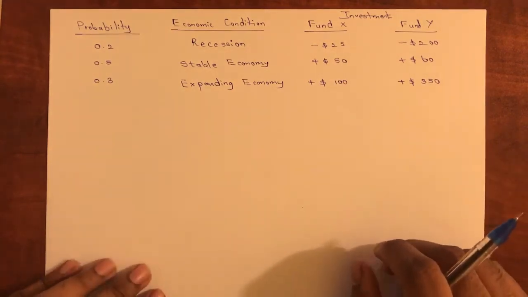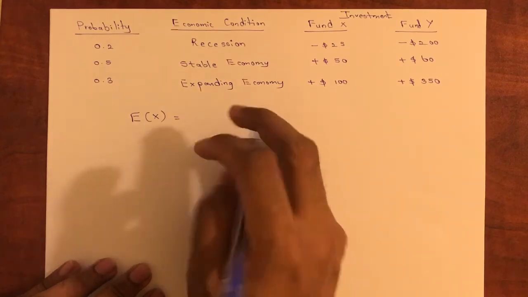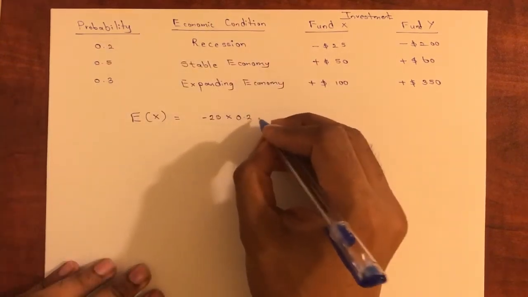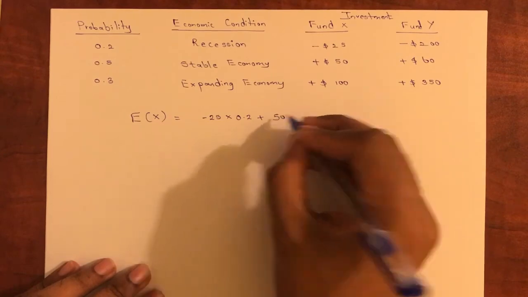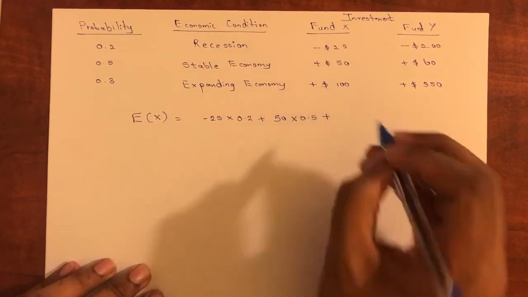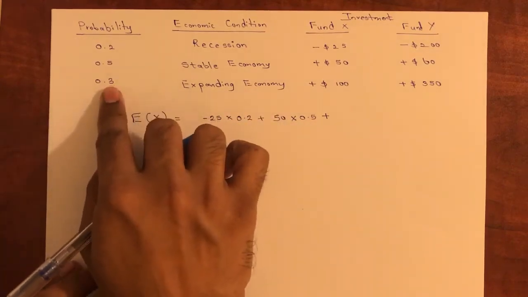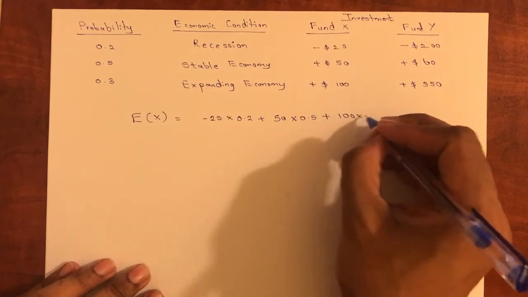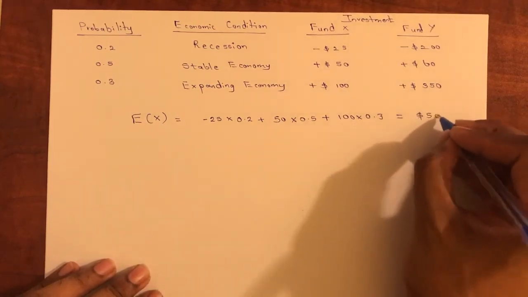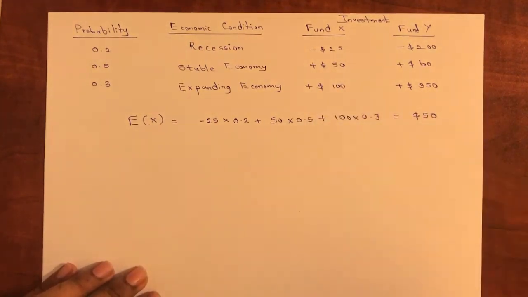Right, so how do we calculate the expected value of fund X? Well, you take the data point negative 25 and multiply it by 0.2, plus you take the data point $50 when there's a stable economy, the probability of that is 0.5, plus $100 is the return when you have an expanding economy, and the probability of having an expanding economy is 0.3. So 100 into 0.3. When you calculate the summation of all of this, you will get the answer as $50. So on average, if you were to invest $1,000 in fund X, you would get $50.